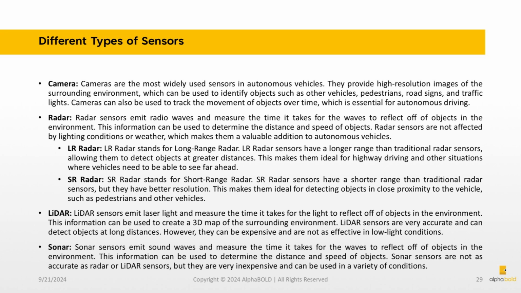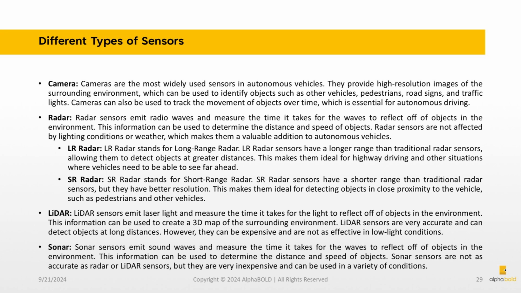LiDAR. LiDAR sensors emit laser light and measure the time it takes for the light to reflect off of objects in the environment. This information can be used to create a 3D map of the surrounding environment. LiDAR sensors are very accurate and can detect objects at long distances. However, they can be expensive and are not as effective in low-light conditions.